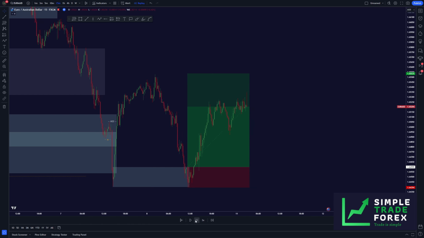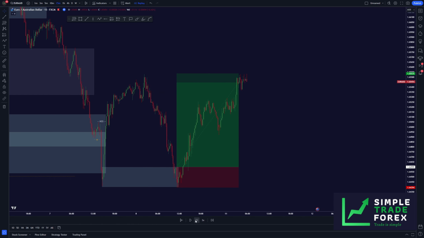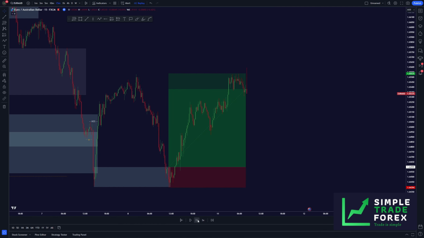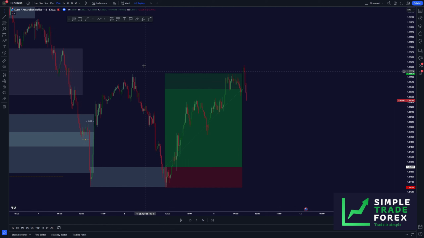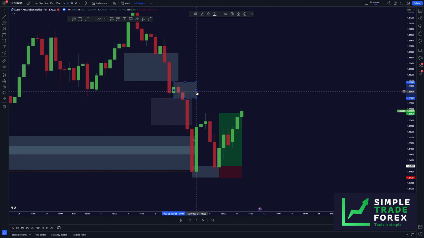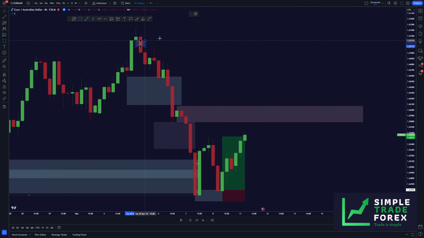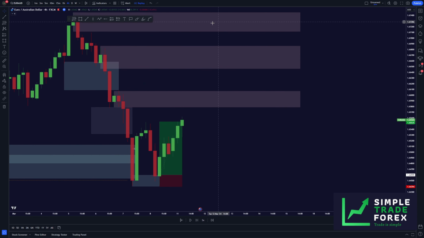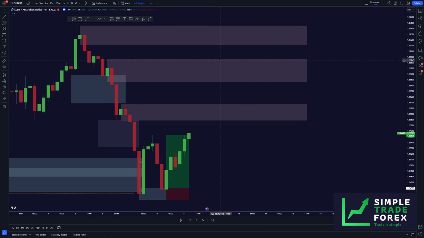And we see 4.5. 4.5 caught nicely. But as we have determined these market inefficiencies on the daily and on the 4-hourly, let's use them. Here is one unmitigated area. One more, and there. Here we see that this 4-hour POI overlaps with the daily imbalance. So these things, as we are in a bullish trend, we can use for our targets.